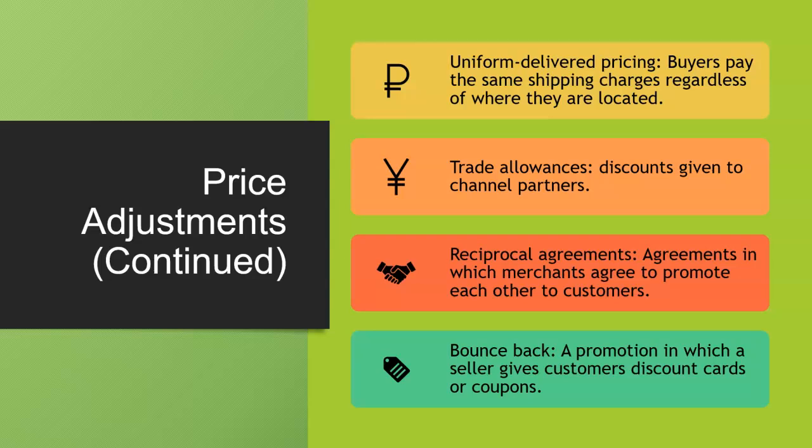Reciprocal agreements: agreements in which merchants agree to promote each other to customers. Maybe a Circle K promoting Bang energy drink. Bounce back: a promotion in which a seller gives customers discount cards or coupons. We get those if you're part of a loyalty program at Ralphs or any other grocery store. Usually they send you discounts on the app or scanning coupons that you can use for a discount on eggs or the items that you buy on a regular basis.